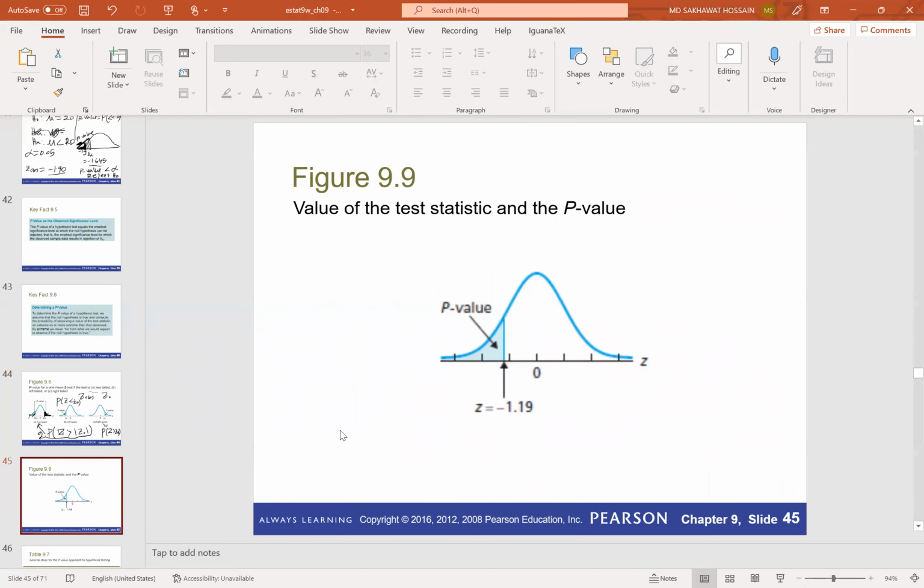Okay, the value of the test statistic and the p-value. Here the value of the test statistic is Z equals negative 1.19. So the p-value is the probability of Z less than negative 1.19. So this is the p-value here.